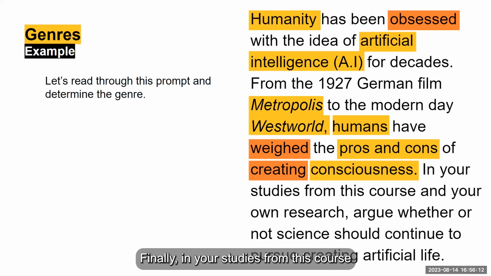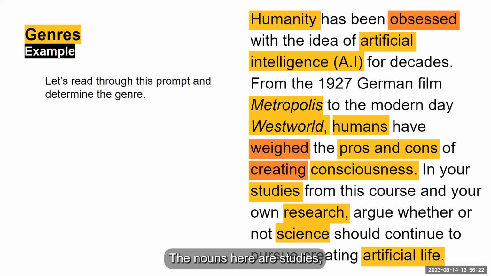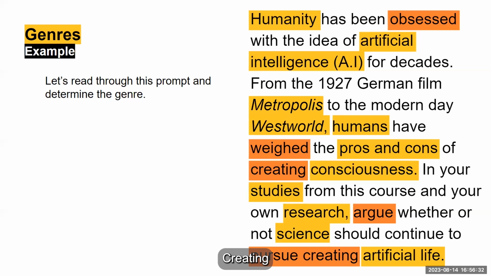Finally, in your studies from this course and your own research, argue whether or not science should continue to pursue creating artificial life. The nouns here are studies, research, science, and artificial life. The verbs are argue and pursue creating. Argue is a verb that applies to the writer in this situation. Therefore, it helps you determine your genre.